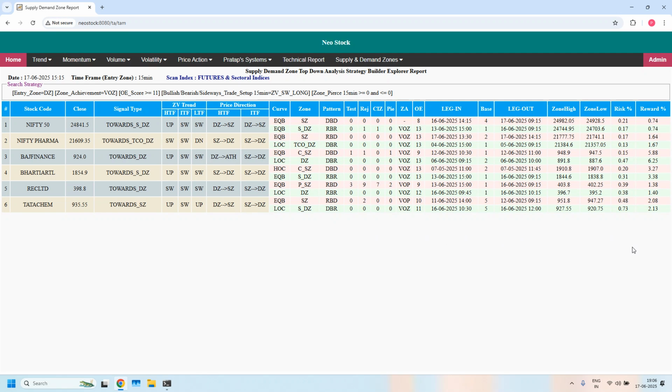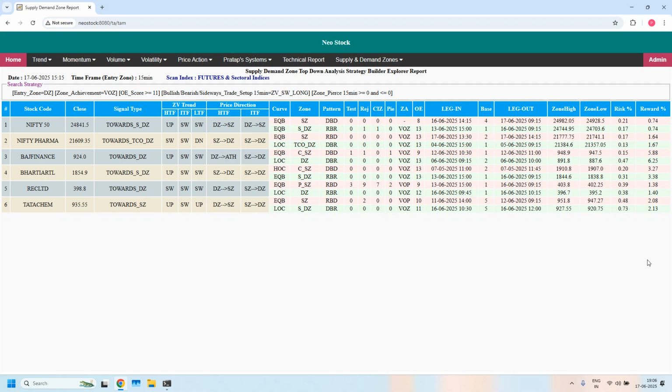Sideways long trade setup. Even Nifty 50 is also supporting sideways long trade setup for daily income trade. Entry time frame 15 minutes demand zone. Already gave one test.